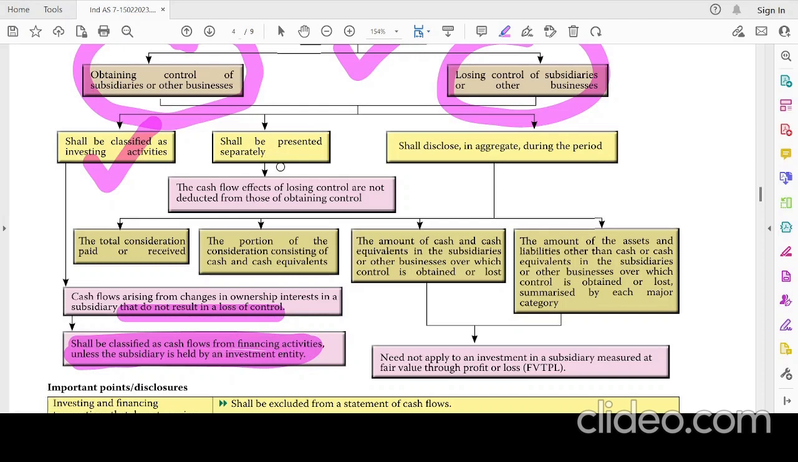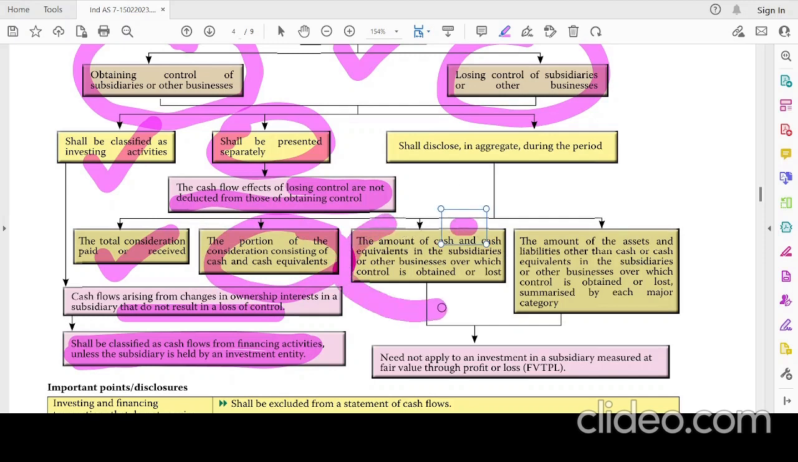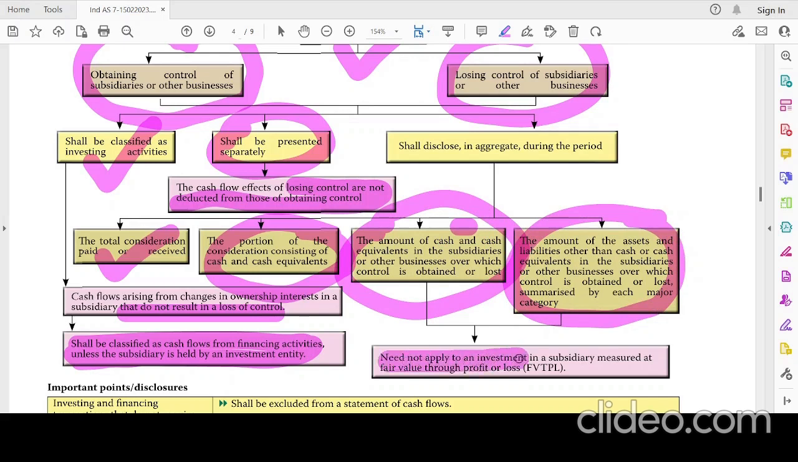These shall be presented separately. The cash flow effects of losing control are not deducted from those of obtaining control. Disclose the total consideration paid or received, the portion of the consideration consisting of cash and cash equivalents, the amount of cash and cash equivalents in the subsidiary or other business over which the entity has obtained or lost control, and the amount of the other assets and liabilities over which control is obtained or lost, summarized by each category. You need not apply this to an investment entity subsidiary measured at fair value through profit or loss. These have to be done.